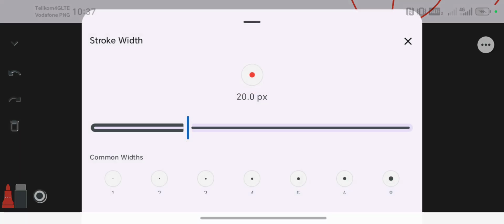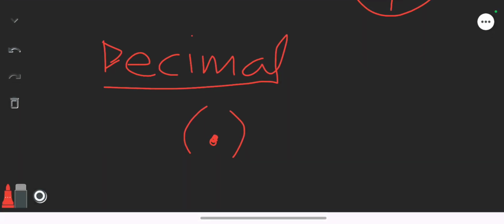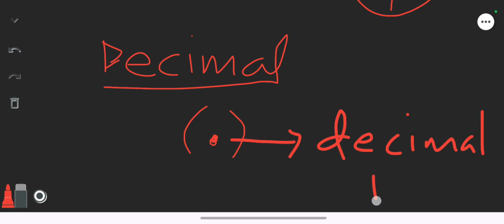So here is a decimal point. Now, a decimal is another way of writing numbers, especially when dealing with parts of a whole using a decimal point. A decimal also shows values less than 1 or more than 1 using place value.